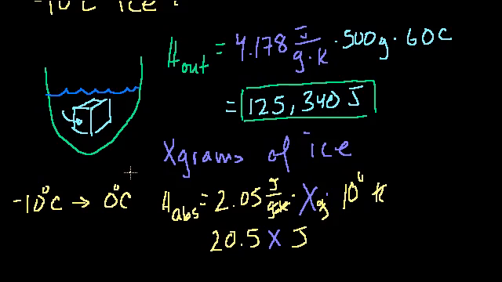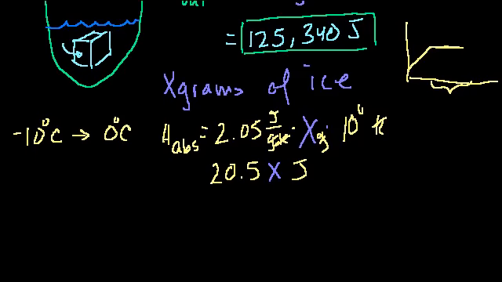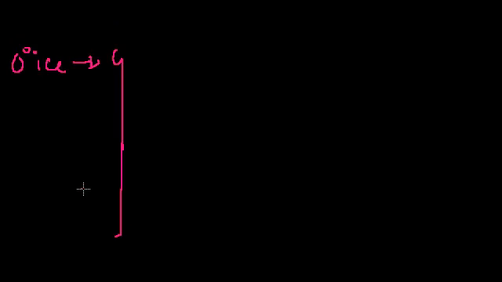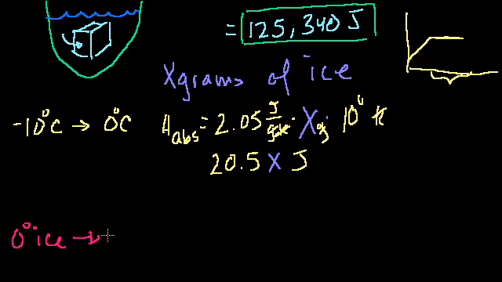Now, once we're at 0 degrees, the ice can absorb even more energy before increasing in temperature as it melts, right? Remember, when you drew that phase change diagram, the ice gains some energy, and then it levels out as it melts, as the hydrogen bonds start sliding past each other, and the crystalline structure breaks down. So this amount of energy the ice can also absorb. We'll do it in a different color. 0 degree ice to 0 degree water.